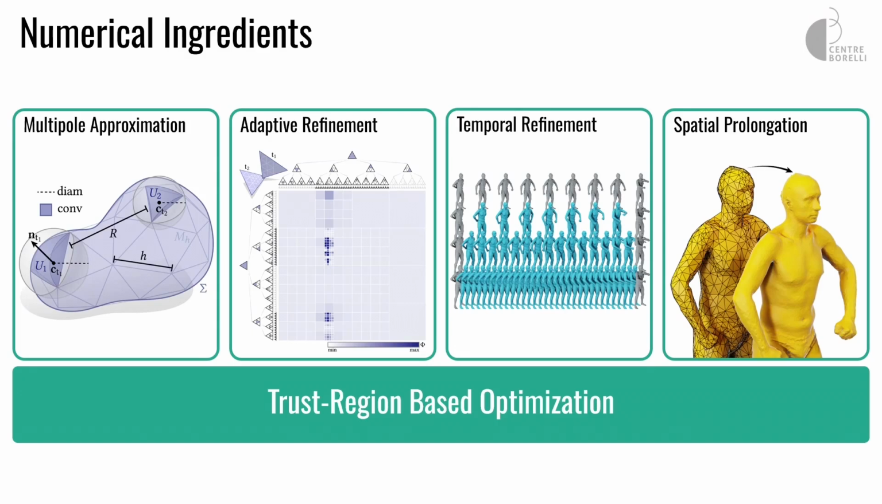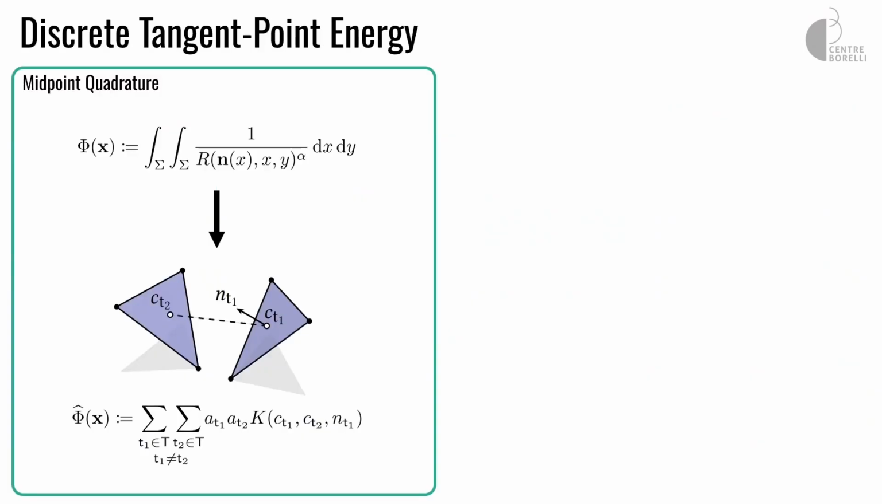Remember from before, the tangent point energy has this double integral form of 1 over the tangent point radius between pairs of points, to the power of alpha. The first thing you can do is just midpoint quadrature. You have a triangle mesh, and you double sum over all triangles, excluding the neighboring ones, because for those this will always be infinite, and for the same triangle, if two points are the same, then this will be infinite too.